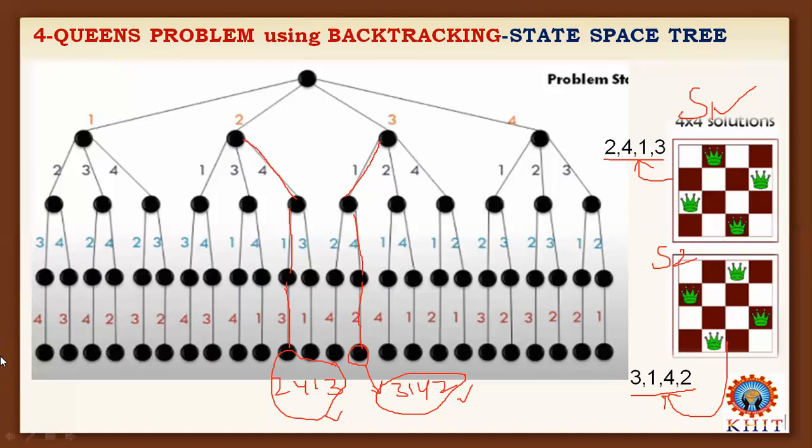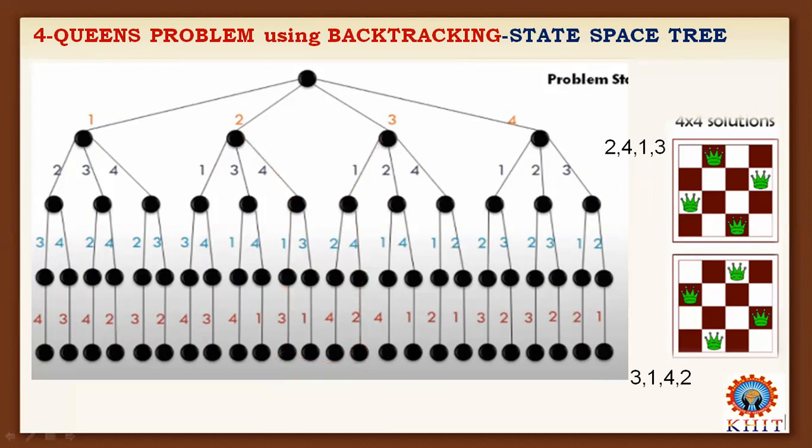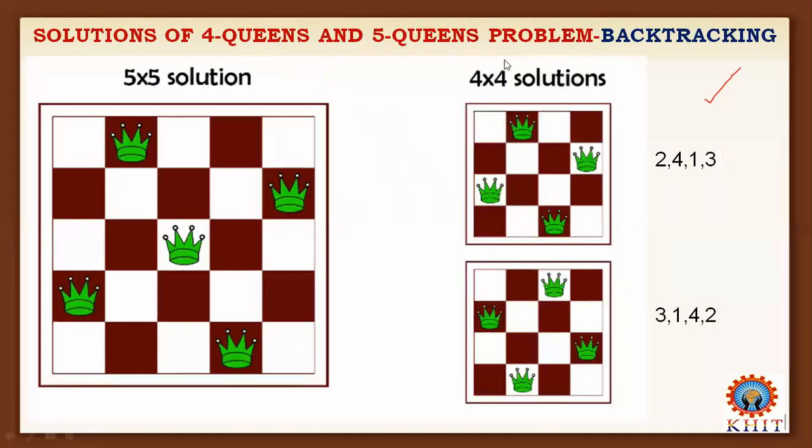By using the state space tree, we can determine the position of the queen, exactly where to place it on the 4x4 chessboard. So students, this is the final result of placing the queens on a 4x4 chessboard. If you consider a 5x5 chessboard, this is the solution for placing 5 queens.